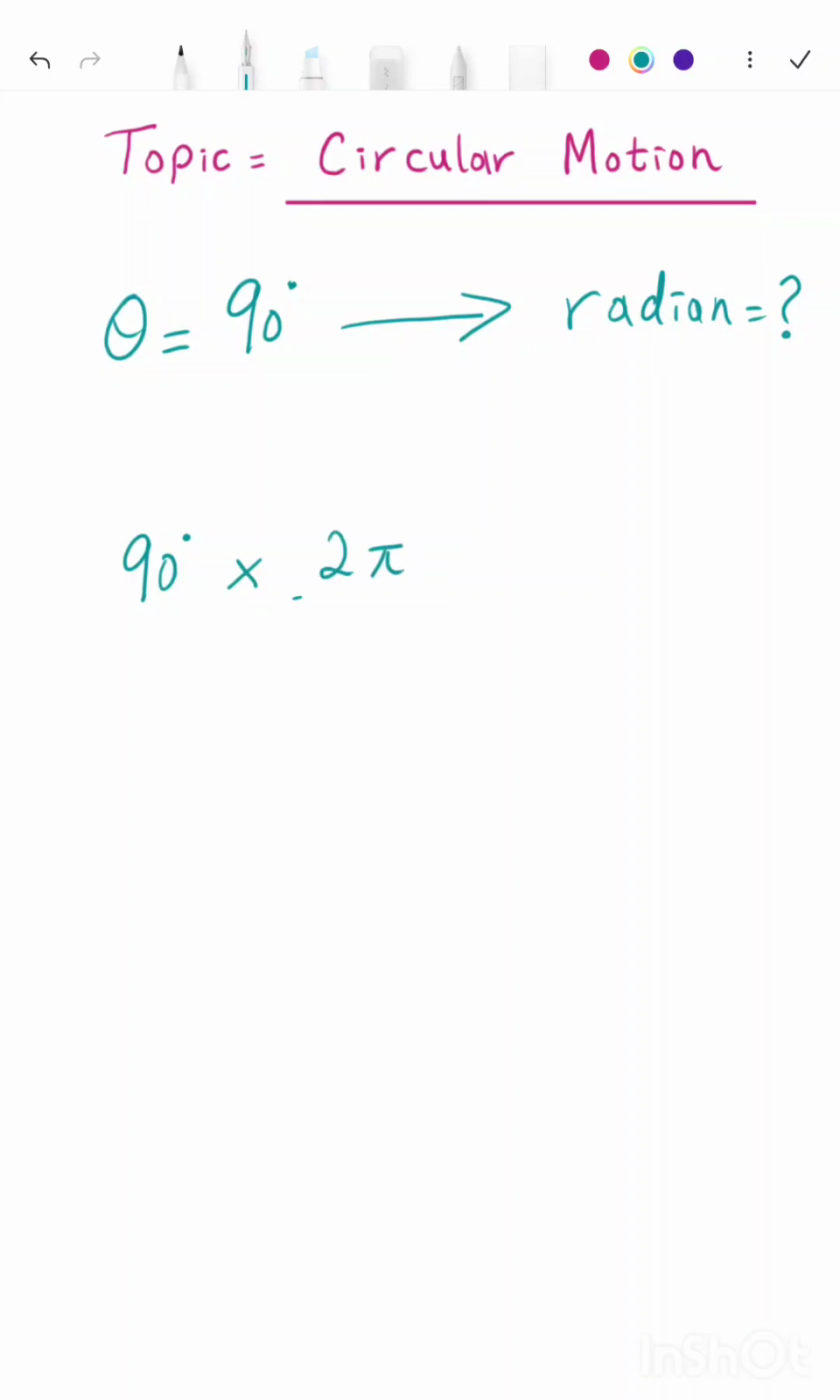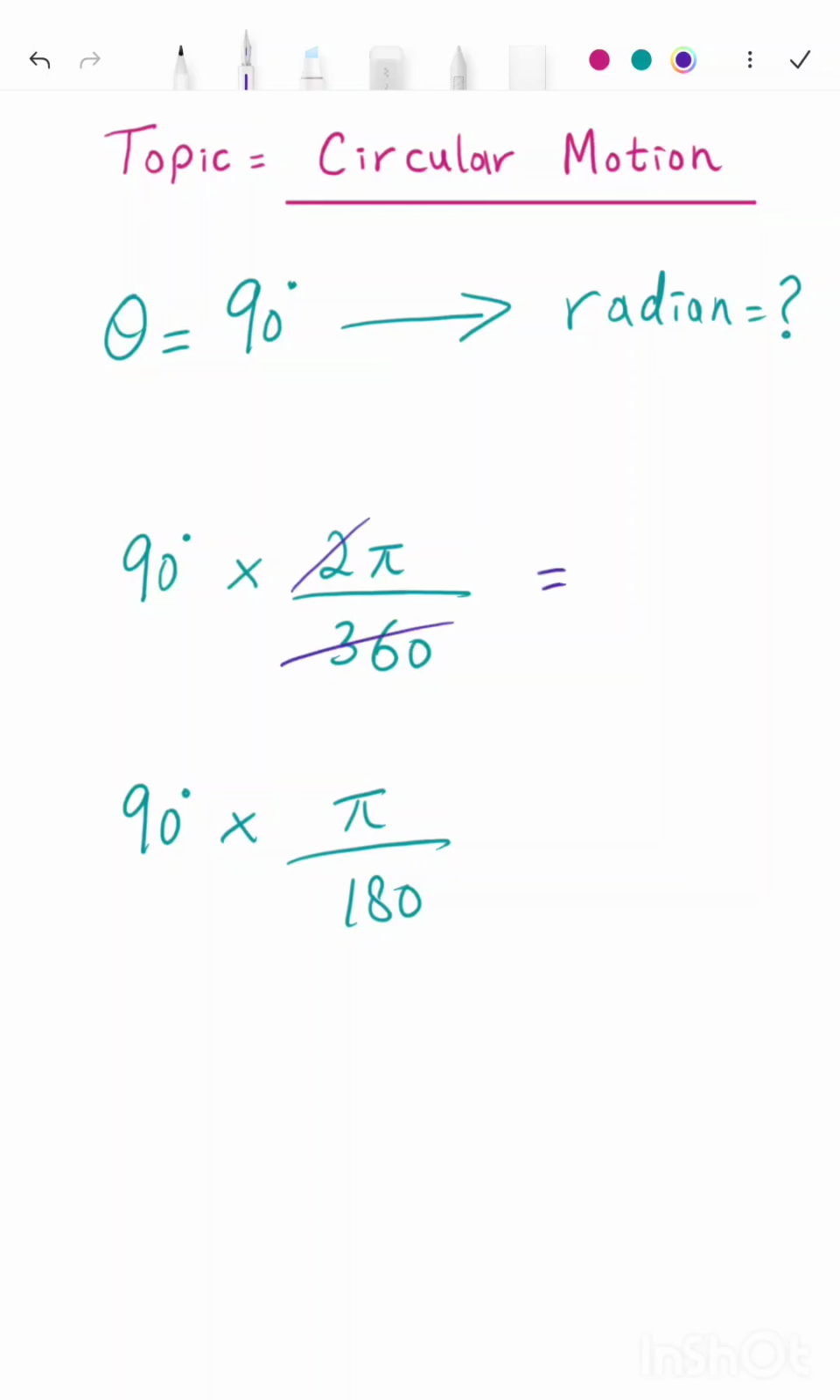2 pi over 360. Either you can multiply it by 2 pi over 360, or you can multiply it by pi over 180, because it's the same. If I cancel out 2 from 360, it becomes 90 multiplied by pi over 180. So either way, whether you multiply your angle by 2 pi over 360 or by pi over 180, it is going to give you the same answer.